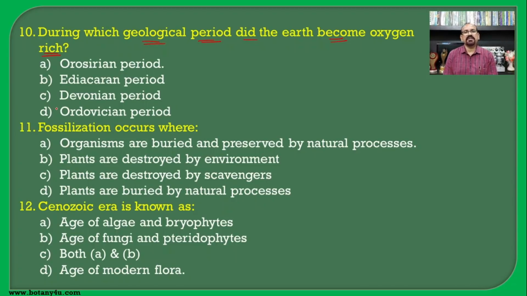During which geological period did the Earth become oxygen rich? This is one of the important factors for the development of aerobic organisms, from microbes to great big eukaryotic organisms, plants as well as animals. The period in which oxygen became available is the Orosirian period of the geological timescale. From then there was the initiation of life on the Earth.